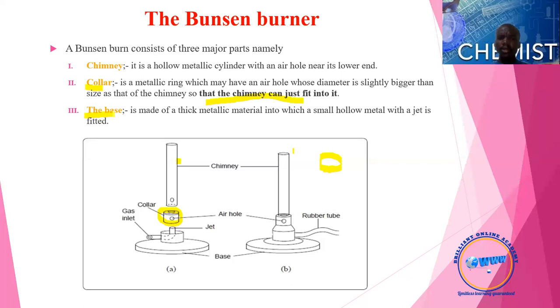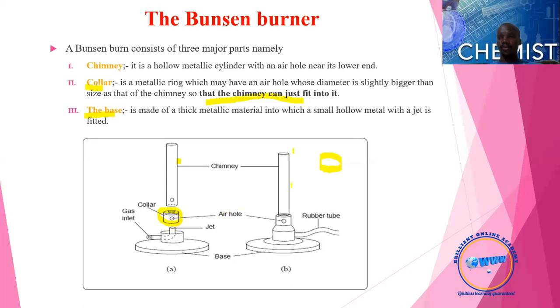Then you should also talk about the collar. So it is divided into three parts. We have the chimney, which is this one, and we have talked about that. Then we have the collar, and also we have the base, and the base is a thick metallic material into which a small hollow metallic tube with a jet is fitted. So the jet is this one. We'll be able to know that. So when you are drawing, ensure you cover that.